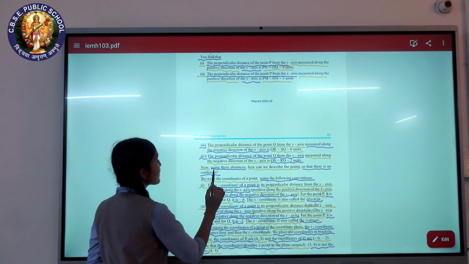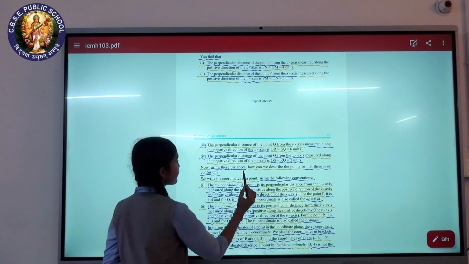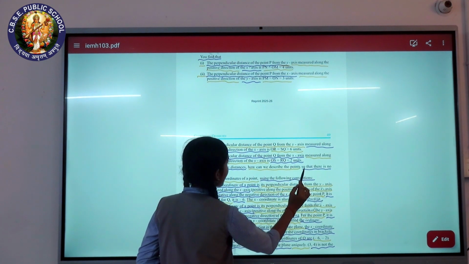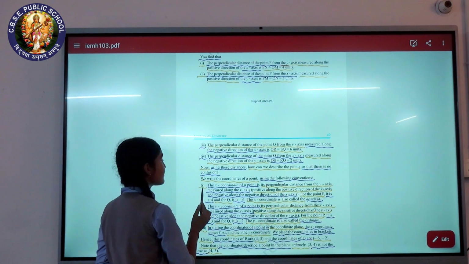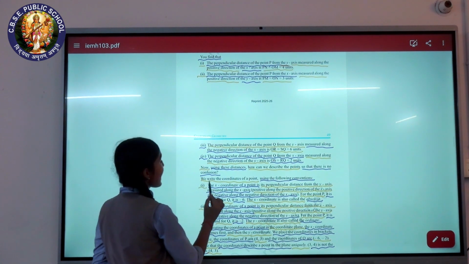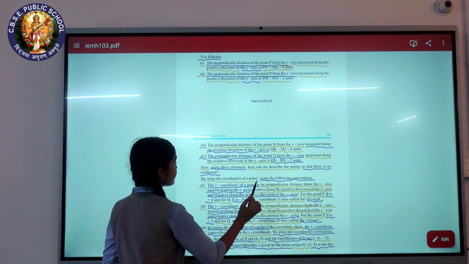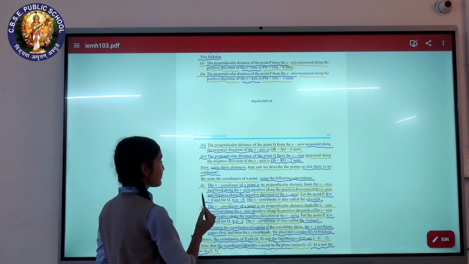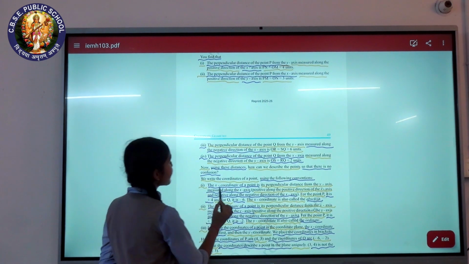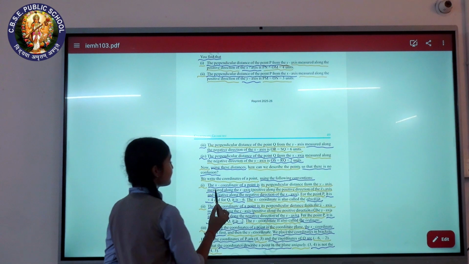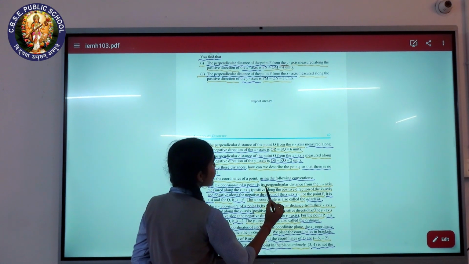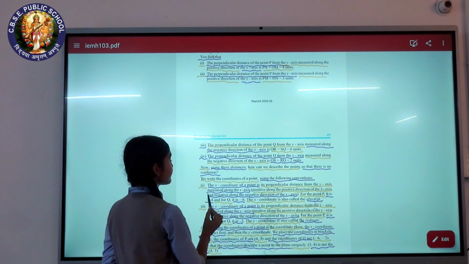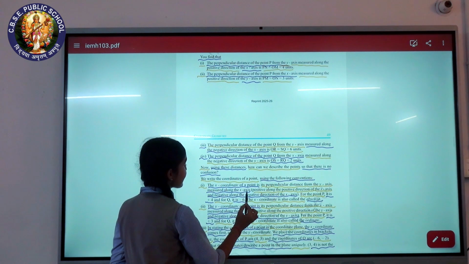Now, using these distances, how can we describe the points so that there is no confusion? We write the coordinates of a point using the following conventions. First, the x coordinate of a point is its perpendicular distance from the y-axis, measured along the x-axis.